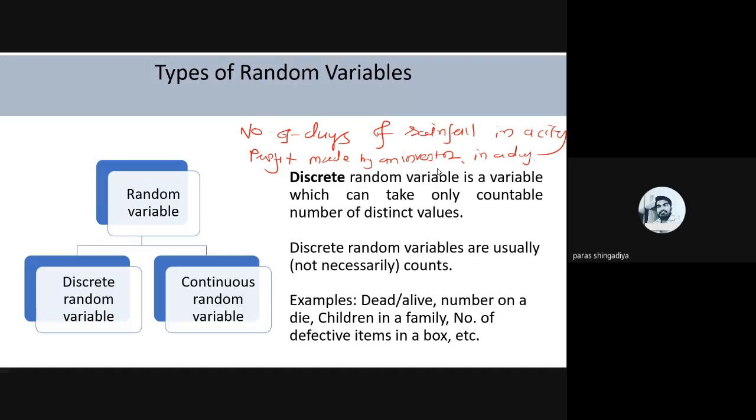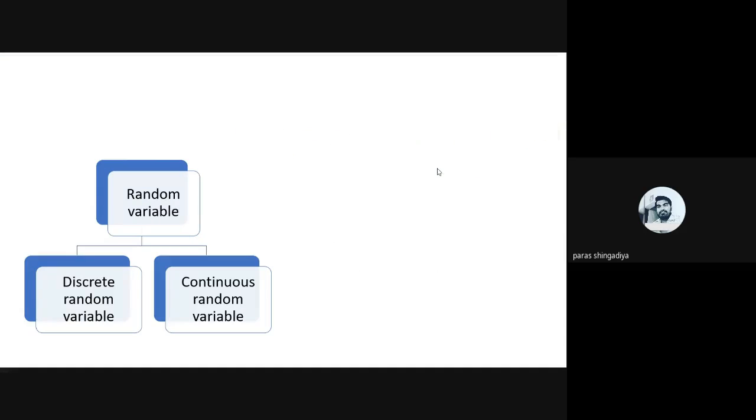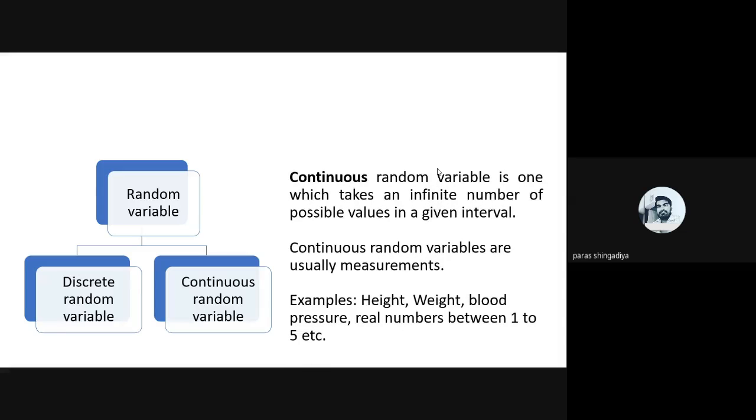Now second is a continuous random variable. So what is the meaning of continuous random variable? A continuous random variable is one which takes an infinite number of possible values in a given interval. Any value it can take in this given time limit. It is not a fixed set, it takes any answer. Clear? So this type of example is called a continuous random variable.